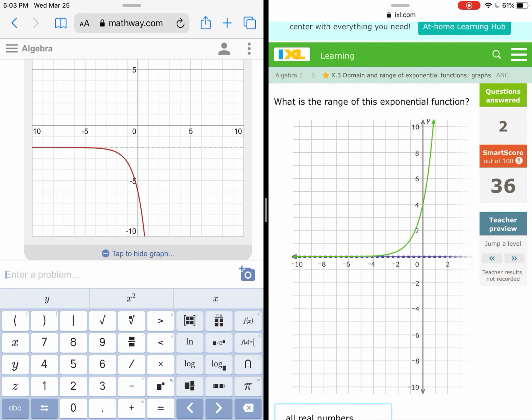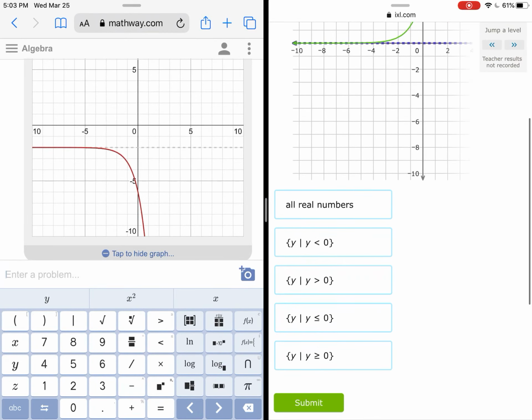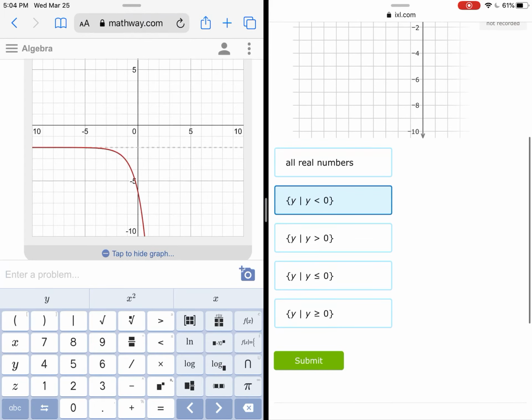Same thing here. So our dashed line is at the same number, then what that means is we are going to have the same answer choice. So this first one, all real numbers, it's for the domain. That is not my answer. This second option tells us that all the y's have to be less than 0 or below 0, which is not true. They're all above 0. This third option tells us all the y's have to be above 0, so then that one would be our correct answer.